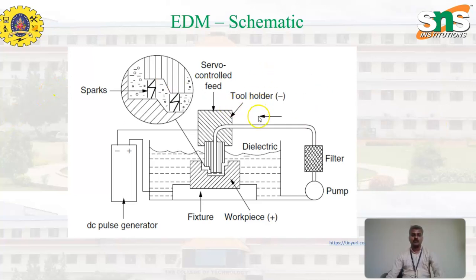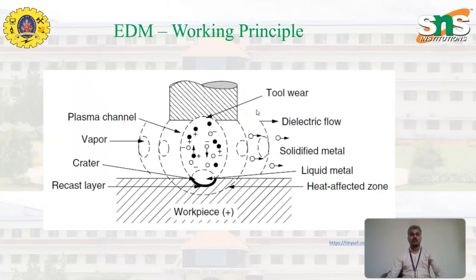This is the schematic diagram of the EDM machine, which shows the dielectric fluid, maybe kerosene or deionized water, the pump and the filter. This is the workpiece which we have kept in the tank, and this is the fixture to fix the material, and this is a DC power supply to run this EDM machine. This is the working principle, where the tool is directed inside the process and the material is removed.